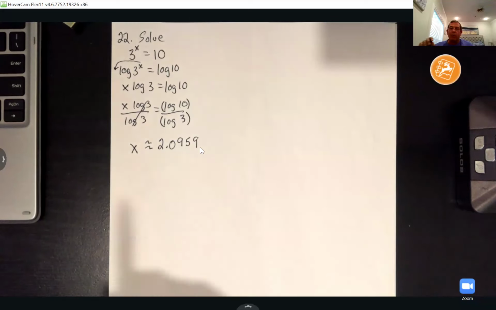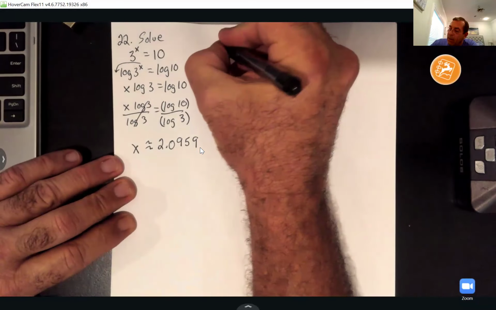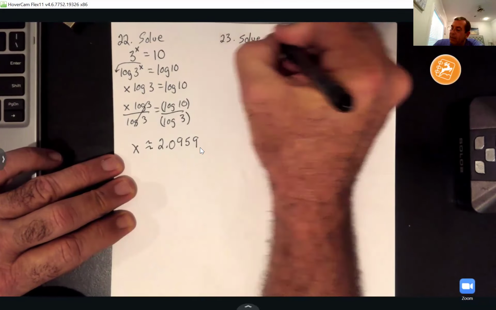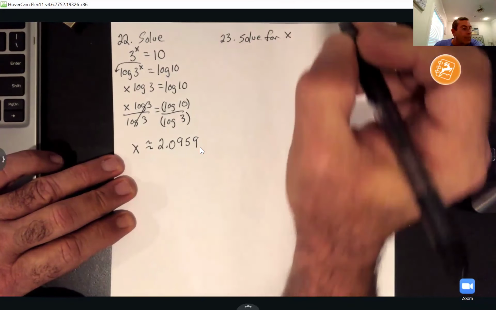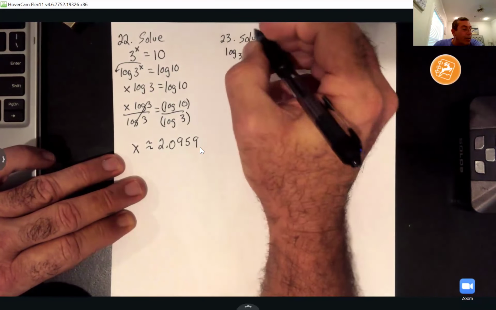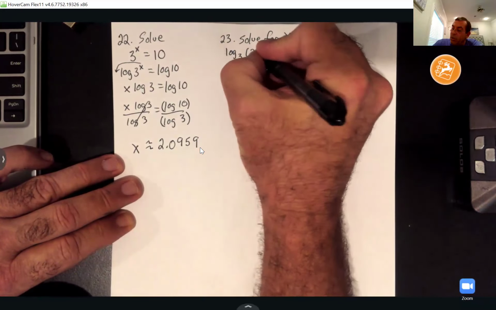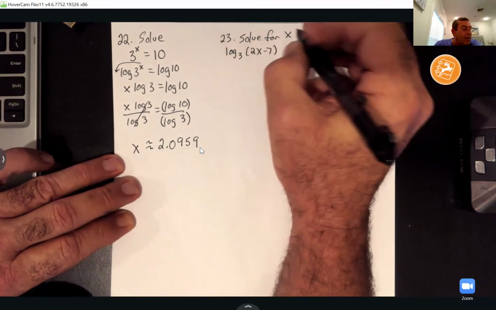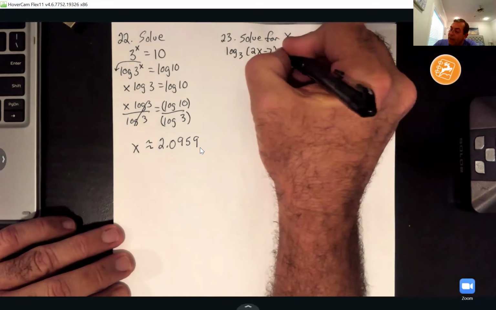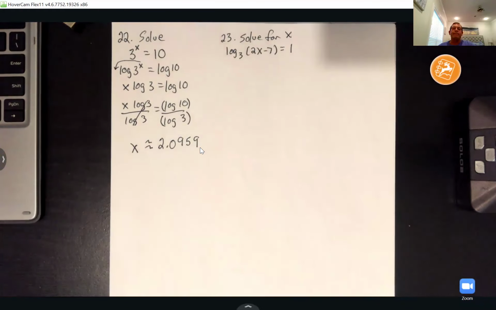All right, so remember, 21 you can actually rewrite as the same base. 22 you got to take logs. 23, solve for x. Log base 3 of 2x minus 7, ooh, excuse me, equals 1.